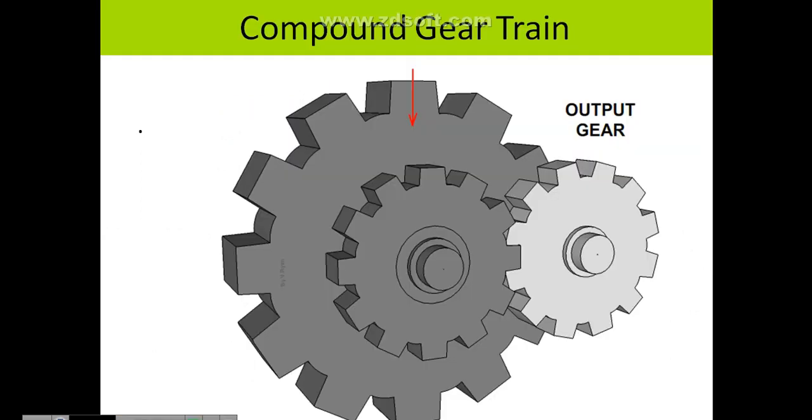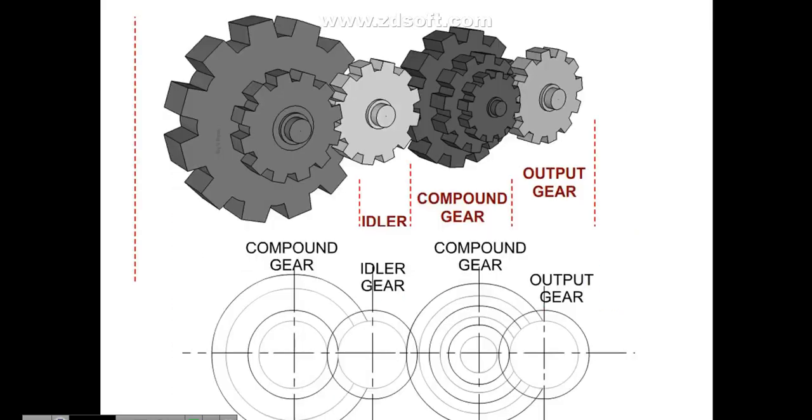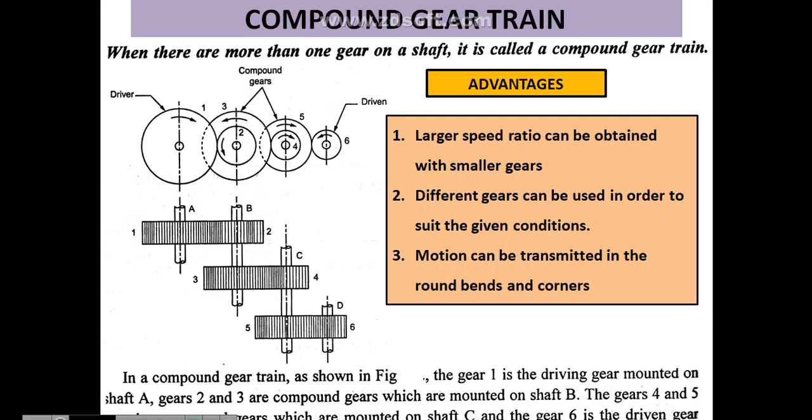Then the third one is compound gear train. When more than one gear on a shaft is present, it is called a compound gear train. The advantage is that a larger speed ratio can be obtained with smaller gears. Different gears can be used in order to suit the given conditions. Motion can be transmitted around bends and corners.